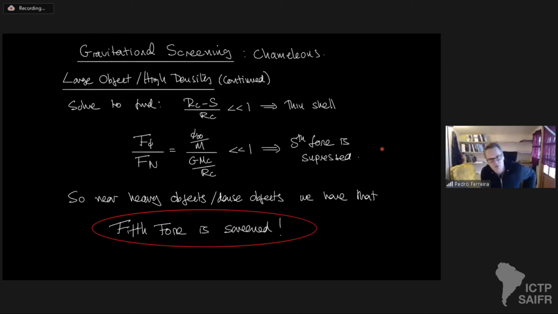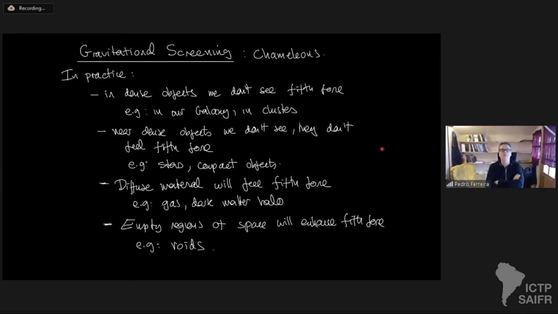So you can actually work this out, and it's an interesting exercise, and you just have to pull back. You just remind yourselves a little bit of your solving your PDEs and your electromagnetism. You can show that close to a small object, this scalar force is unscreened, but near a large object, it is screened. And this has, in practice, quite far-reaching consequences, which we will look at in one of the next lectures. First of all, that in dense objects we don't see a fifth force.